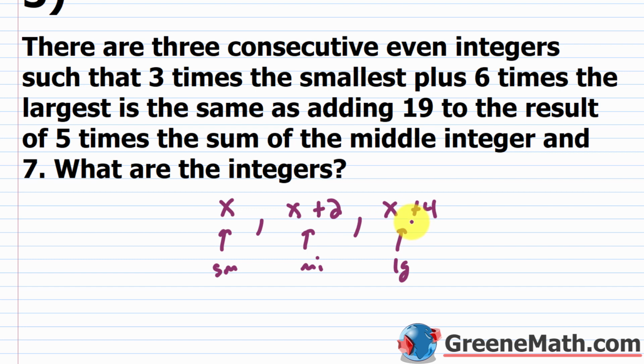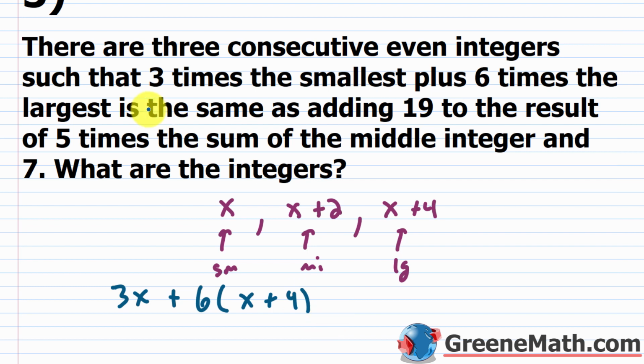So there are 3 consecutive even integers such that 3 times the smallest. Okay, so let me start with that. 3 times the smallest is x, so 3x. And then it says plus. Let me put a plus sign. 6 times the largest. The largest is x plus 4. Again, you have to use parentheses here because I'm multiplying 6 by this quantity. And let me make that a little bit better.